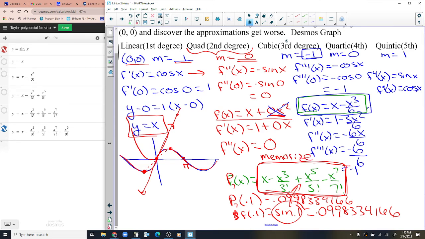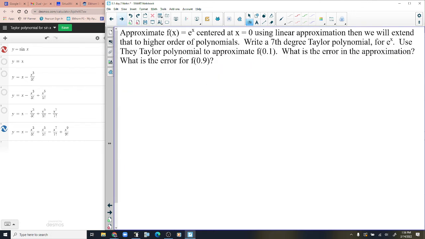Not quite yet. We're ahead of the game. Here's another one you'll eventually have to memorize. Approximate f of x equals e to the x centered at 0 using linear approximation, then we'll extend to higher order powers. Write a 7th degree Taylor polynomial for e to the x, use it to approximate f of 0.1. What is the error in the approximation? What is the error for 0.9? Forget it, we're not going to do that piece.